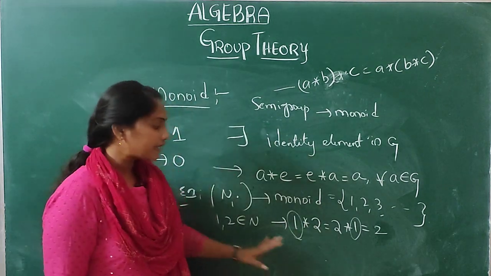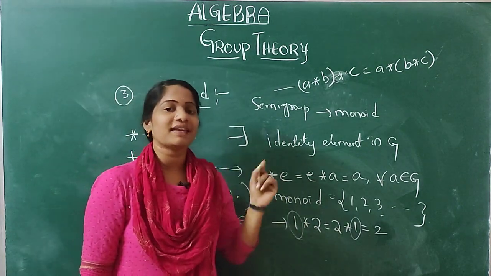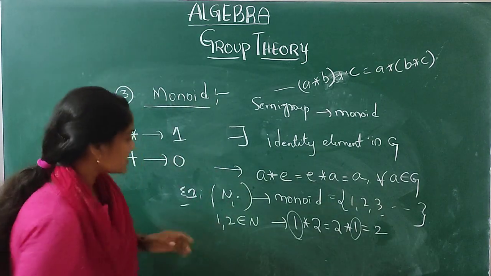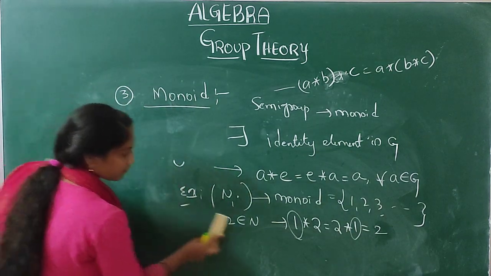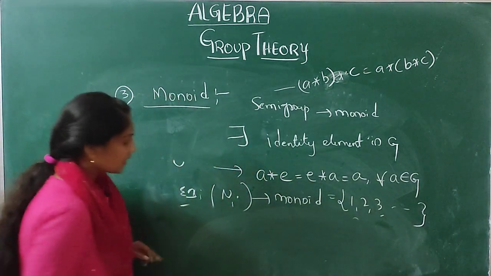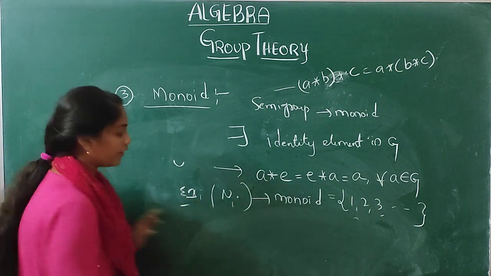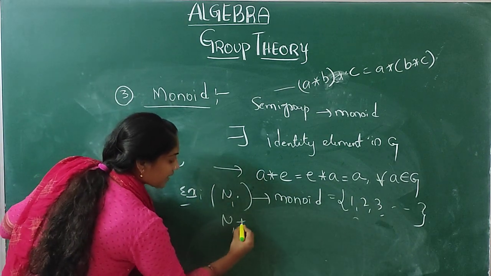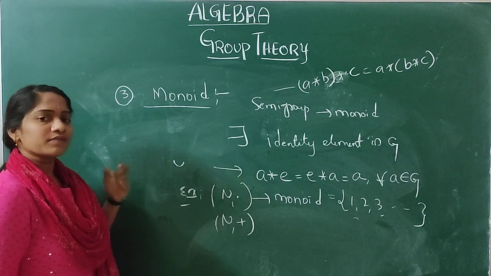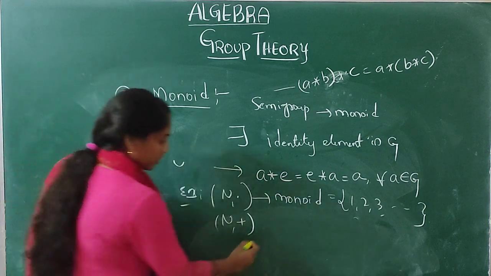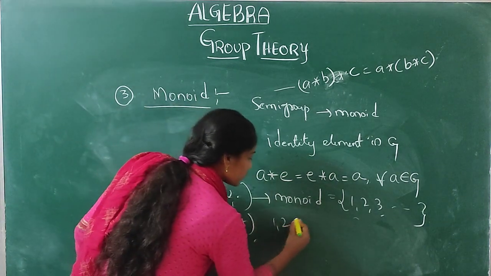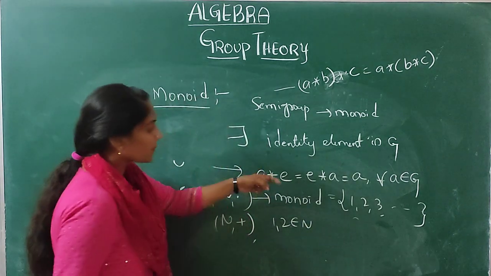Let's take another example and see whether it becomes a monoid or not. See here, same thing, children, under the dot this is a monoid. If we take natural numbers under addition, whether it becomes a monoid or not, we'll check. If we take the same elements 1, 2 belongs to N, the property should be this.